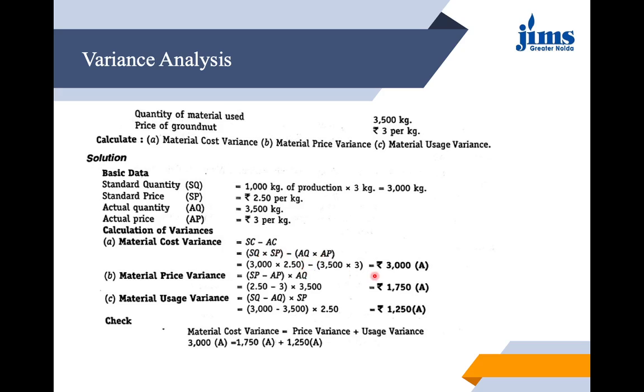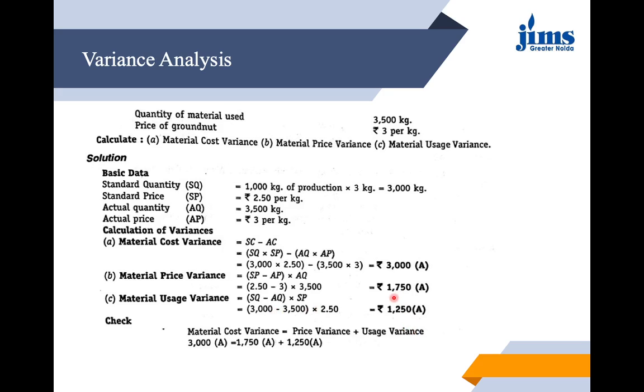You can put the values and you will see that there is an adverse variance of rupees 3000. When we move towards price variance, it is standard price minus the actual price into the actual quantity. So there is a difference of 50 paisa in the prices into 3500. That would again give you an adverse variance of 1750. For material usage variance, it is standard quantity minus the actual quantity into the standard price. Standard quantity here again is less than the actual, so there is an adverse variance of 1250.